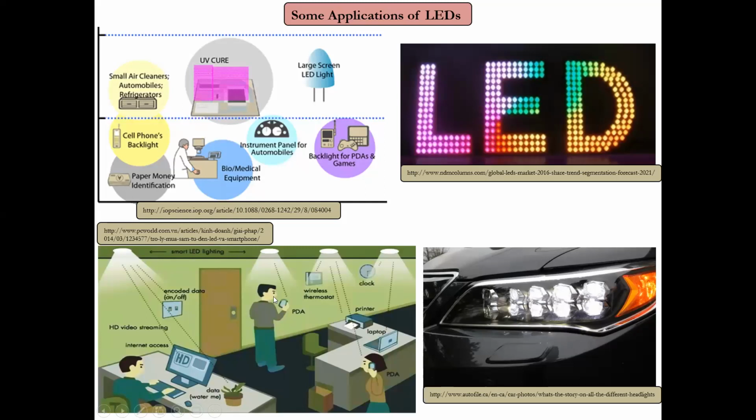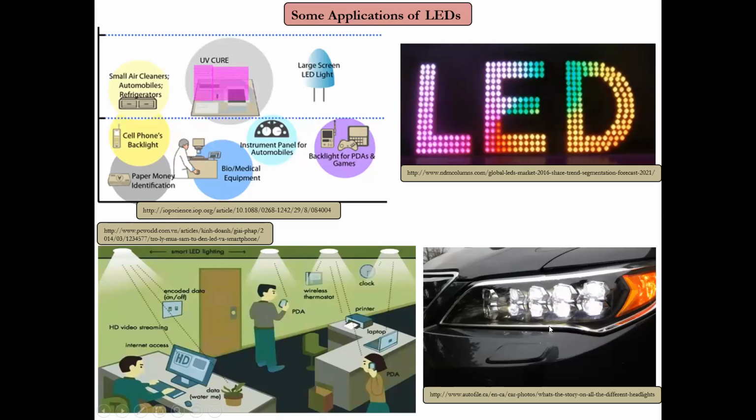So there would be no use to have separate Wi-Fi routers to transmit data. The only thing we would need is a light source, which we already have in our homes, our offices, and everywhere. And those light sources will be transmitting data to and from our devices.